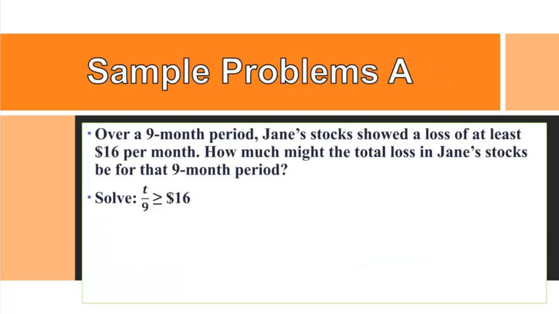So our first example, over a 9-month period, Jane's stocks showed a loss of at least $16 per month. How much might the total loss in Jane's stocks be for that 9-month period? So the opposite of dividing by 9, we're going to multiply by 9 on both sides. And t is going to be greater than or equal to 9 times 16. 6 times 9 is 54. Carry the 5. 9 times 1 is 9 plus 5 is 14. So $144. So at least $144 her stocks would have shown a loss.